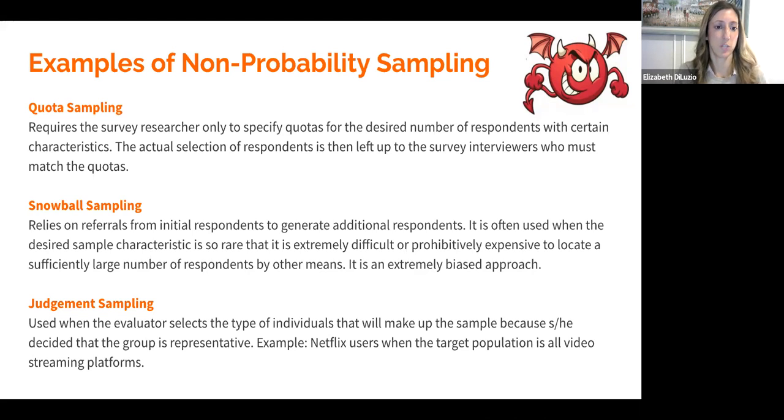And then last is judgment sampling. And this is when the evaluator selects the type of individual that will make up the sample because they decided that that group is representative. So for example, Netflix users, when the target population is all streaming platforms. So if we wanted to decide the popularity of all video streaming platforms, and I decide, well, it's easier and I know people who work at Netflix, so we're going to work with Netflix, and then think that I can generalize my findings about Netflix with Hulu, with YouTube TV, and so on.